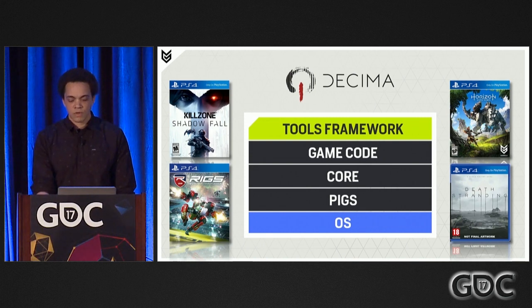Next is Core. This adds rendering and mesh primitives, lights, particles, and so on. And then game code on top of that, which adds more specific game features such as entities and crowds and cinematics. So we wanted to put the tools framework on top of that stack so that we would have access to everything below.